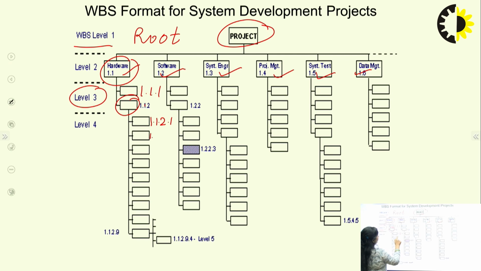Now suppose this activity has to be divided further into sub activities, the numbering will be 1.1.2.1, 1.1.2.2. Like here 1.2.2 is divided into 1.2.2.3. So this was 1, this was 2, so this comes out to be 3. So this is how numbering has to be done, until we reach the leaf level.